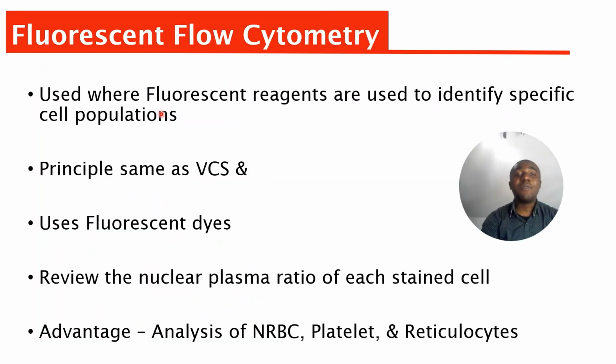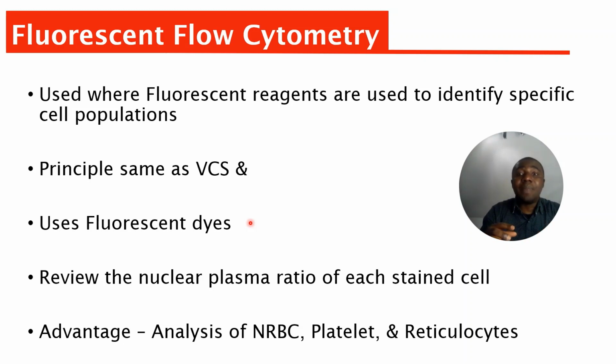Okay, so let's look at fluorescent flow cytometry. This is also another type of measurement, but again, this also occurs in addition to VCS, which is volume, conductivity, scatter, like flow cytometry, like we've mentioned. What happens here is that they use what we call fluorescent dye. These dyes will stain the cells, and this will help to give more detailed information about the cells. That's why some analyzers will flag a lot of information. They may tell you a lot of things.